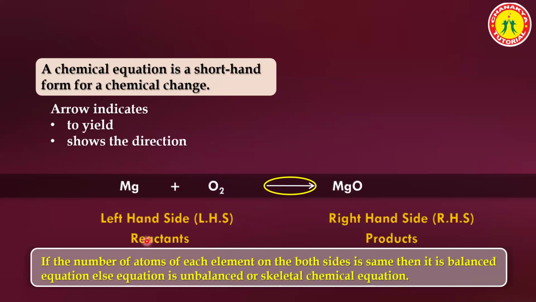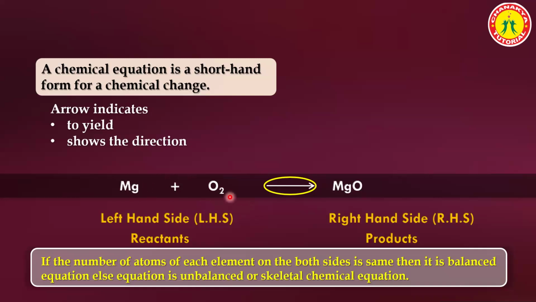It should be noted that the number of atoms of each element, for example, magnesium, on both sides is the same. Magnesium on the left side is equal to magnesium on the right side, and oxygen on the left side and oxygen on the right side have to be equal. Then only it will be called a balanced chemical equation. Else the equation is unbalanced, or it is also known as a skeletal chemical equation.